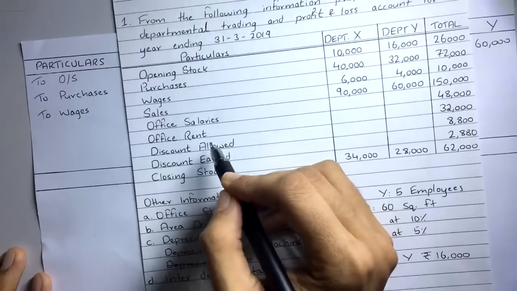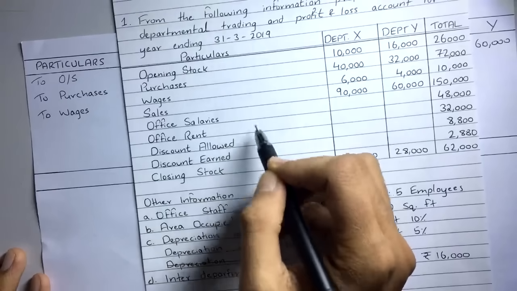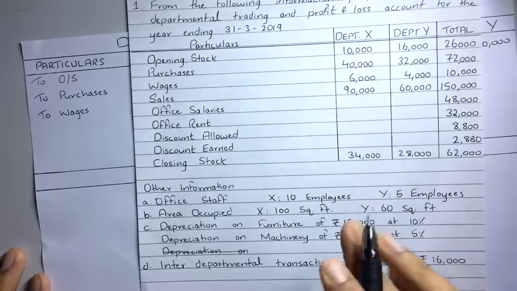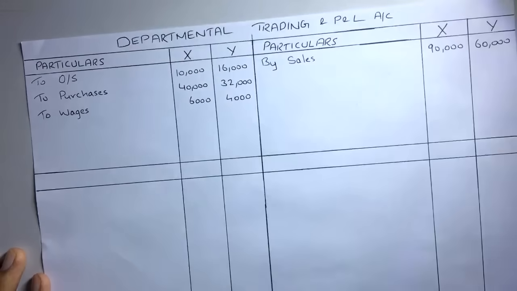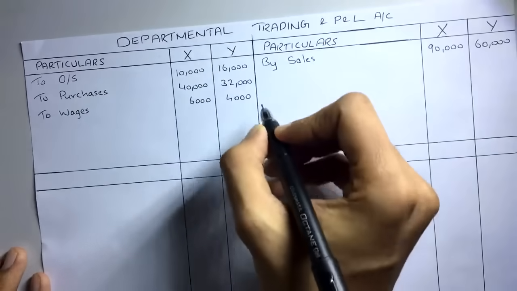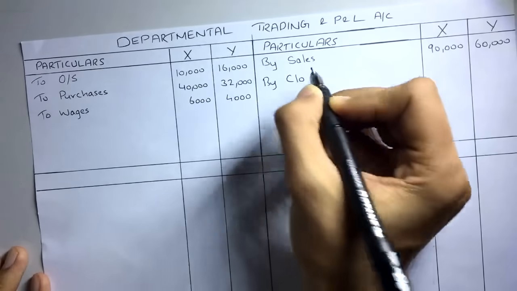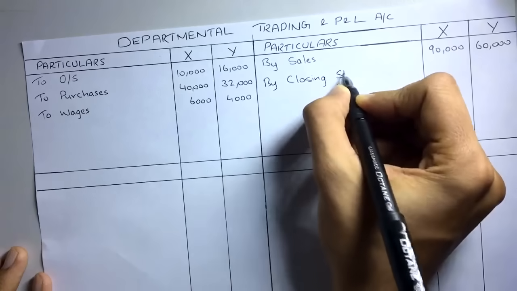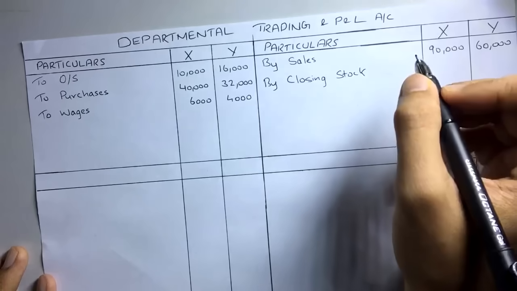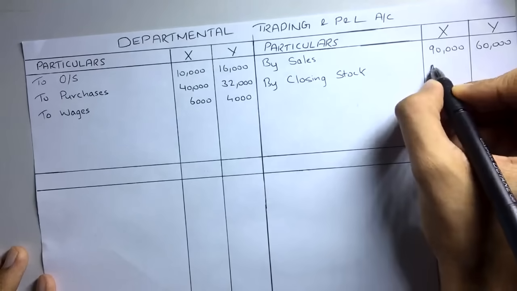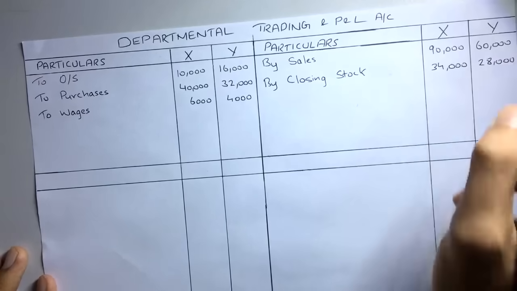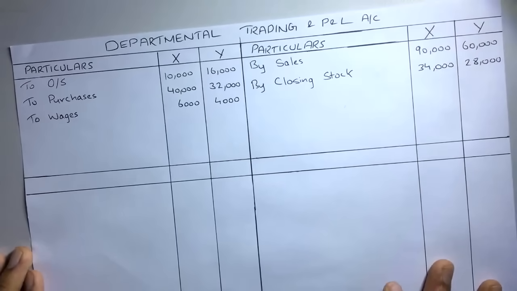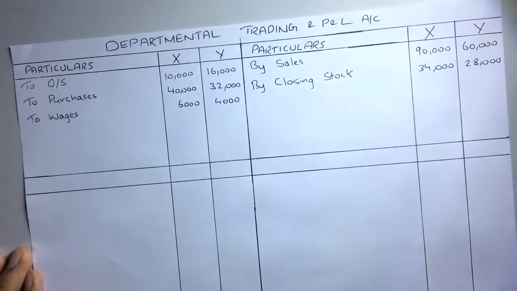Then we are given some expenses: office salaries, office rent, discount allowed, discount earned. All these are indirect expenses, so these will go to the profit and loss account. And we have here closing stock, so that closing stock will be credited in the trading account, by closing stock. Now this closing stock is given as how much? 34,000 and 28,000. Closing stock is always credited in the trading account.